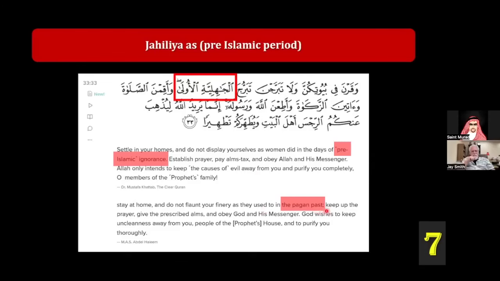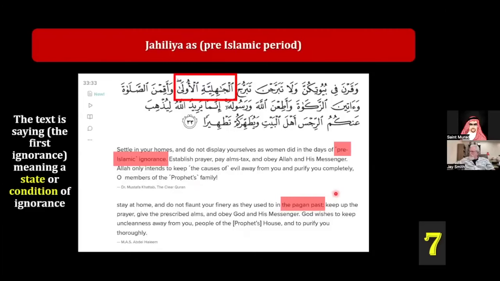In the pagan past, this is what Abd al-Halim is saying. So he didn't say the first ignorance at all. He just said in the pagan past. So he ruined it completely. He reconstructed the words. The reality is, the text is saying the first ignorance, meaning a state or condition of ignorance.